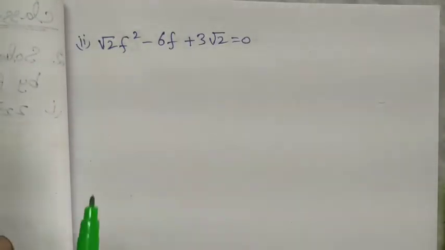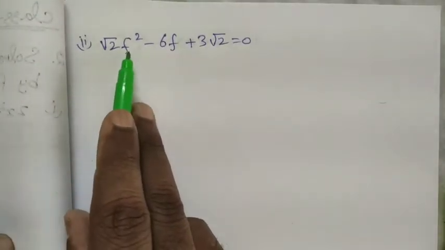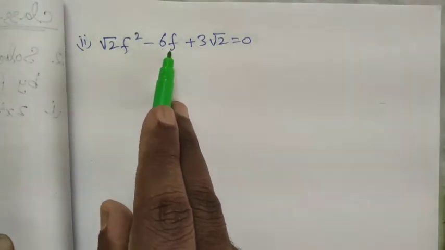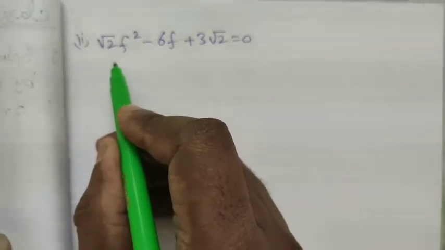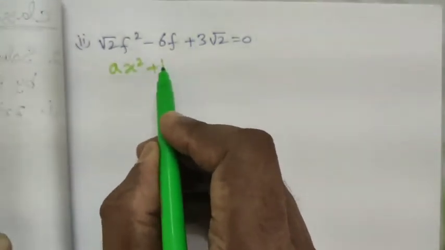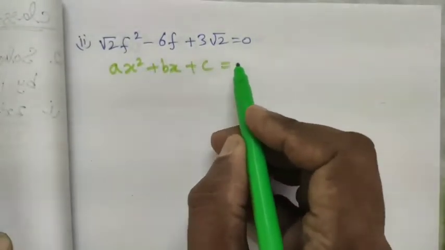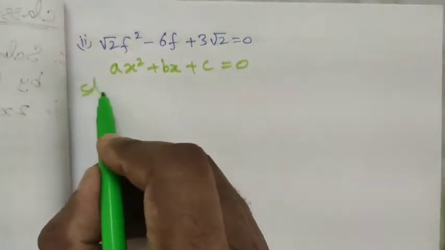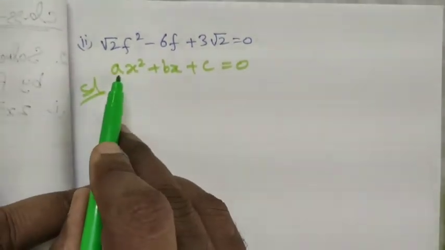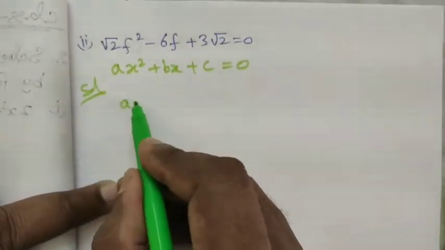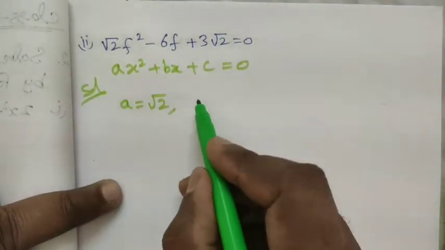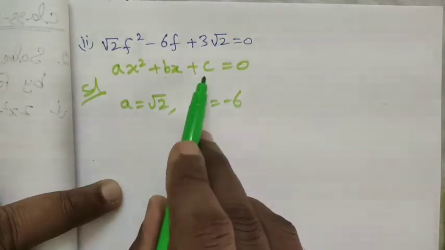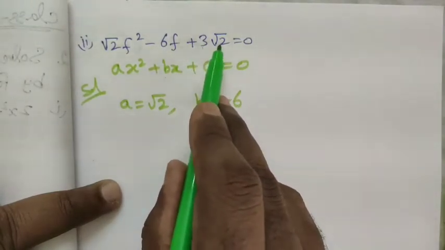Let's see the second Roman numeral: √2 f² − 6f + 3√2. Here f is the variable. So compare with ax² + bx + c = 0. In the place of a we have √2, in the place of b we have −6, and in the place of c we have 3√2.